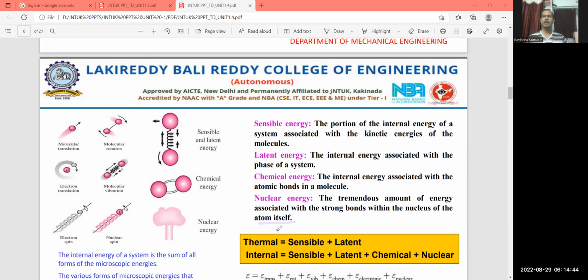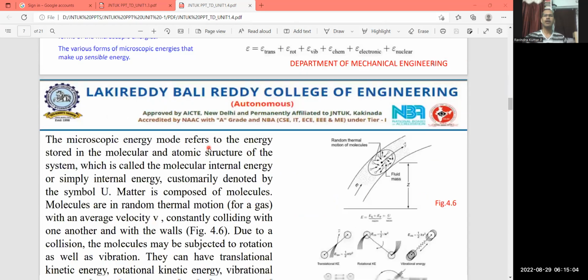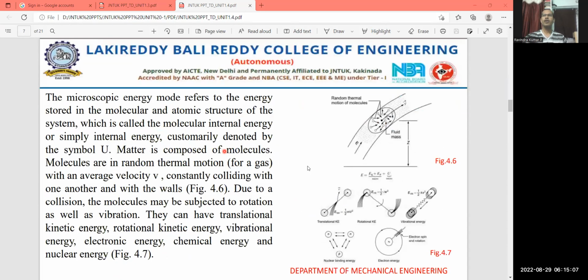So thermal energy is nothing but the sum of the sensible energy and latent energy, whereas the internal energy is the sum of the sensible energy, latent energy, chemical energy, and nuclear energy. So the internal energy of a system is the sum of all the forms of microscopic energies. You can also gain in-depth knowledge of this type of microscopic study. Here there is a diagrammatic sketch.